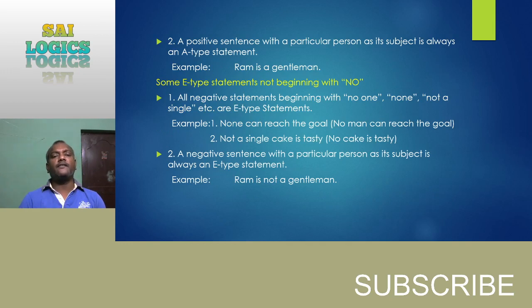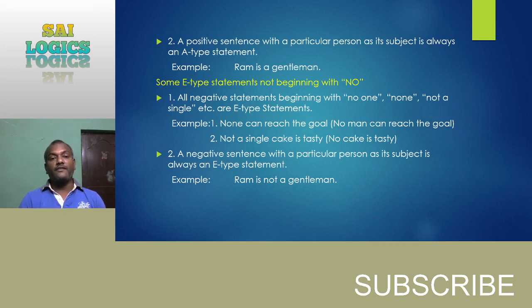And the second case, a positive sentence with a particular person as its subject is always an A type of statement. That means when a statement is in positive sense and it is talking about a particular person, we need to treat it as an all type of statement. Example is very clear. Ram is a gentleman. Ram is a person and he himself is the subject, and the statement is talking in a positive manner. So we need to treat it as an all type of statement.